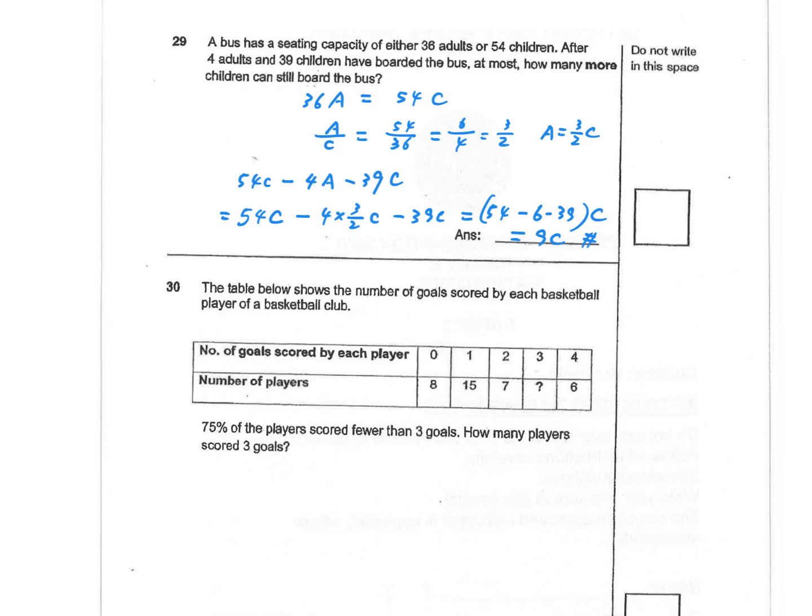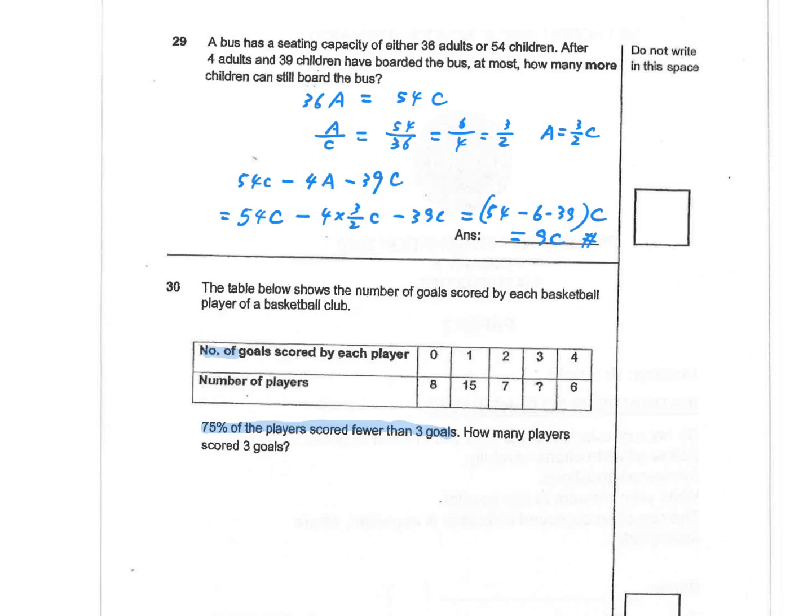Question 30. The table below shows the number of goals scored by each basketball player of the basketball club, and 75% of players scored fewer than 3 goals. How many players scored 3 goals? Let's look at the first condition here. 75% of players scored fewer than 3 goals.